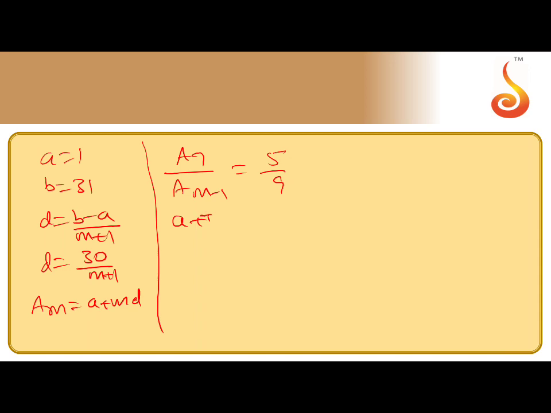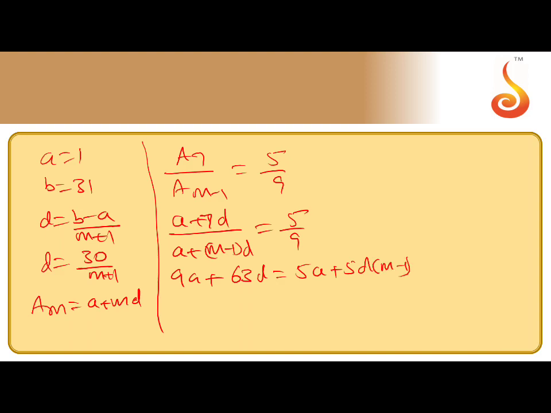(a + 7d)/(a + (m − 1)d) is given as 5/9. Cross multiply: 9a + 9 into 7d, 63d, equals 5a + 5d into (m − 1). So you can rearrange the terms. 9a minus 5a is 4a, and on the right side you can take d common, so 5m minus 5. If you take 63 to that side, minus 63. Already you have taken d common.